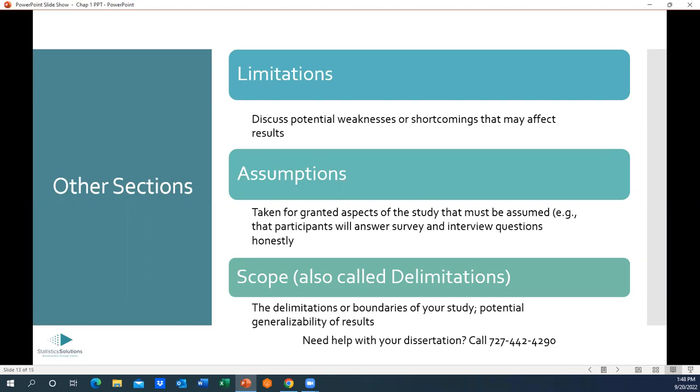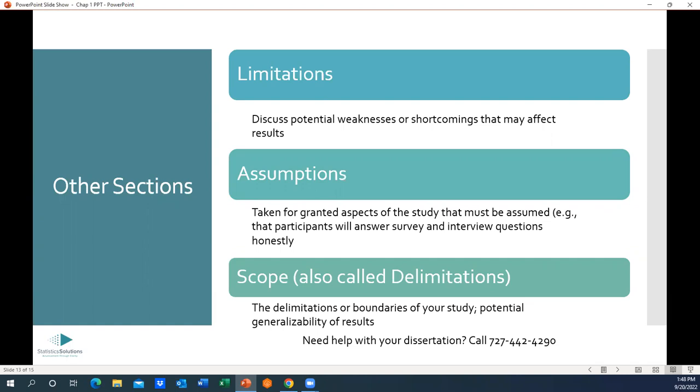So any things that you foresee may get in the way and may affect the study enough to affect the results, you want to put here, as well as any ways that you might try to address those limitations should they occur.